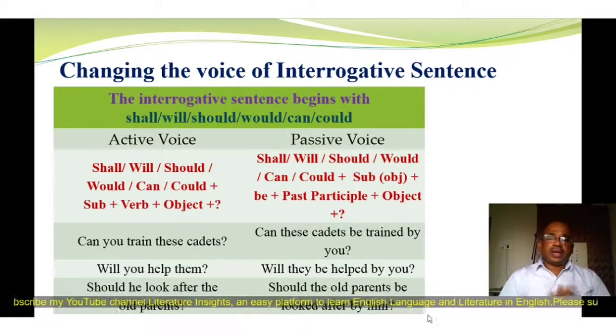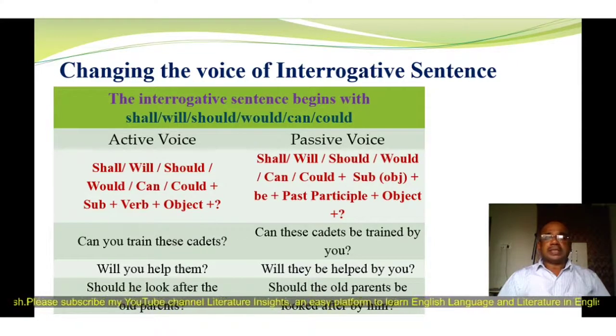Then the interrogative sentence begins with shall, will, should, would, can, could. Here we have formulas. In active voice, shall/will/should/would/can/could plus subject plus verb plus object plus question mark. In passive voice we have a structure shall/will/should/would/can/could plus subject which was earlier object in active voice plus be plus past participle plus object plus question mark.